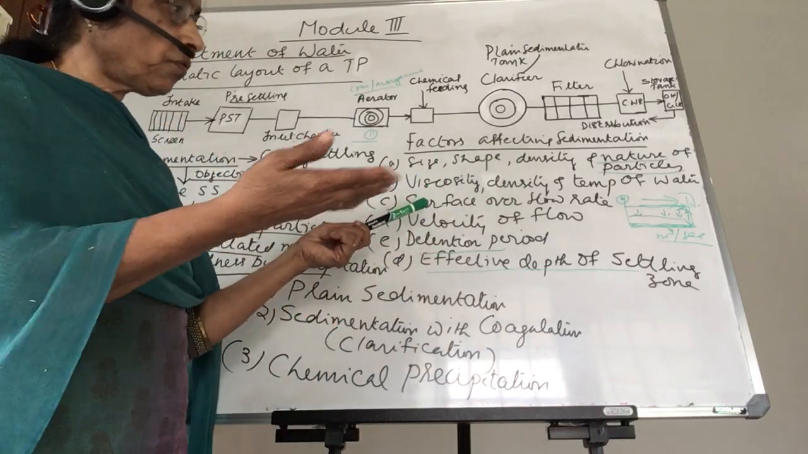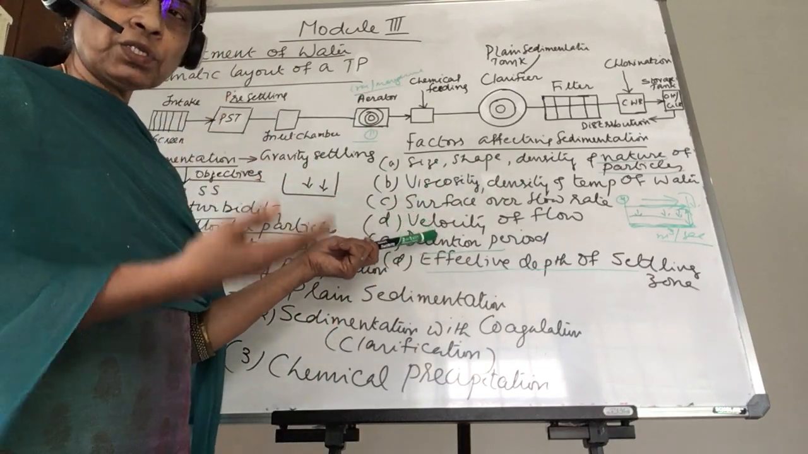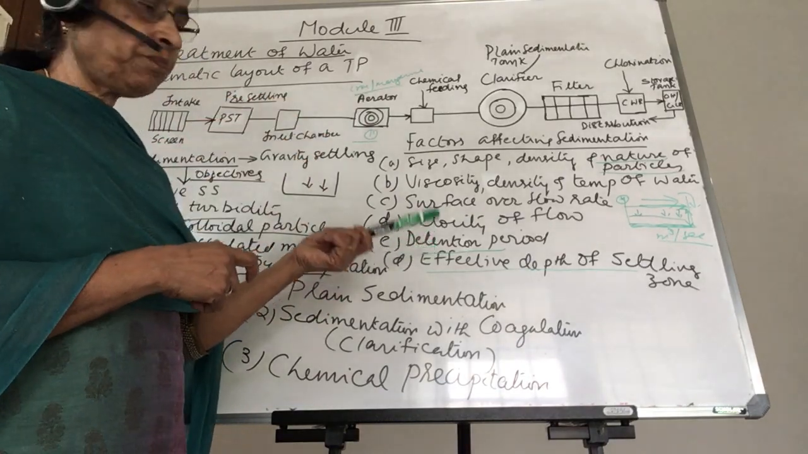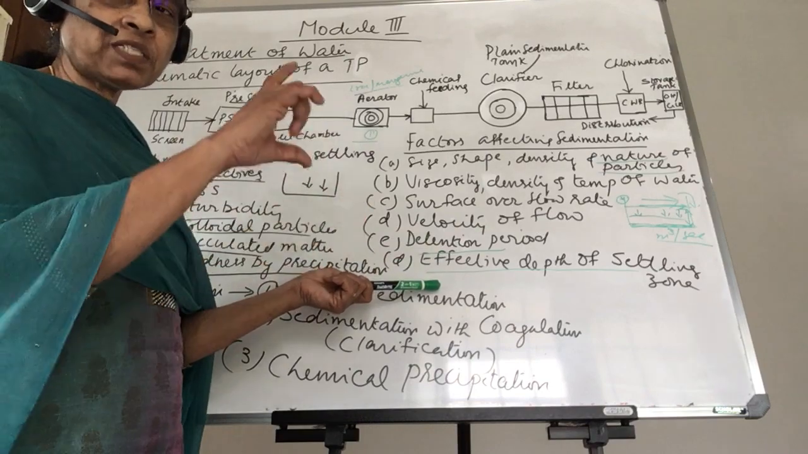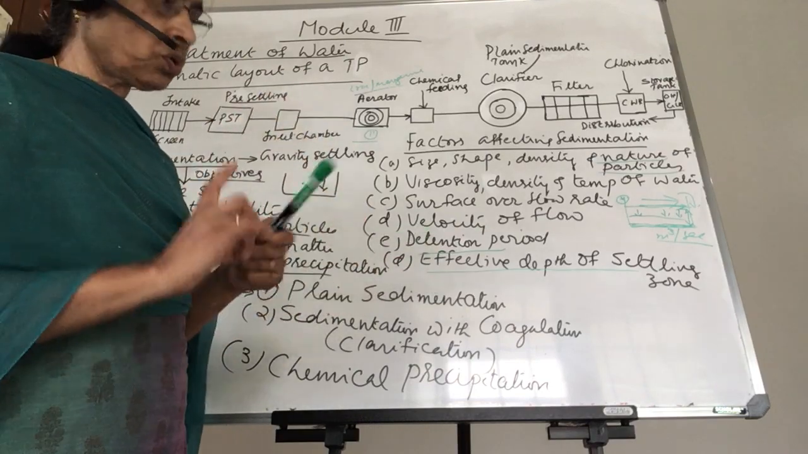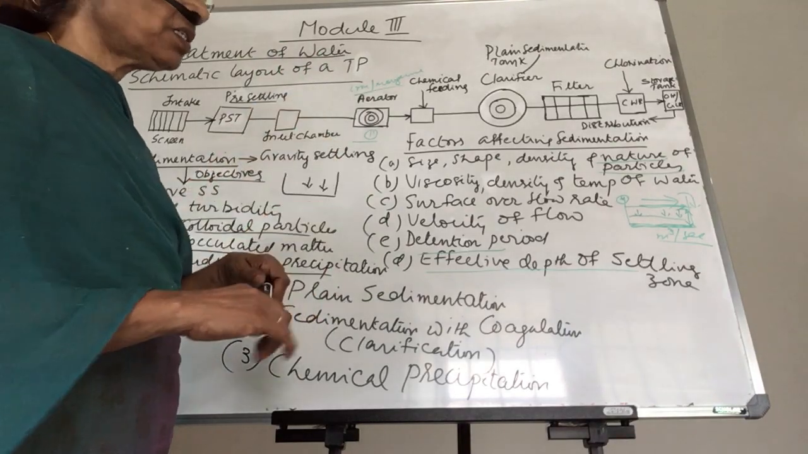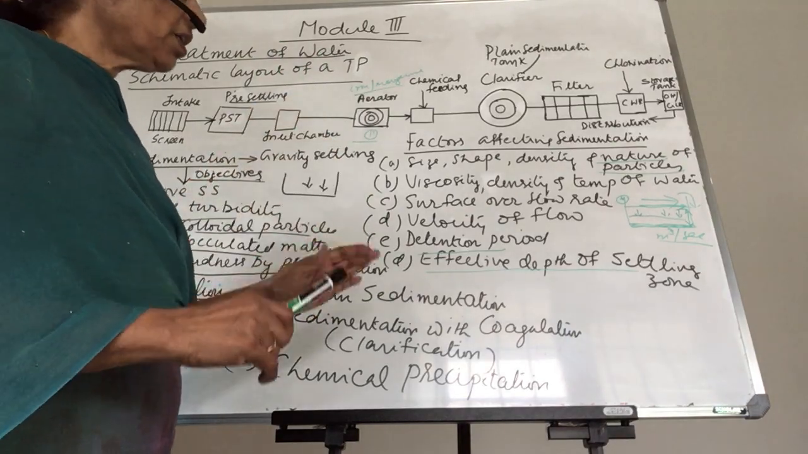Then the surface overflow rate you have to control. Then the velocity of flow you have to control. Then you have to provide a particular detention time. Then you have to have an effective depth in the particular settling zone. So these are the points we want to bear in mind when designing a sedimentation unit.